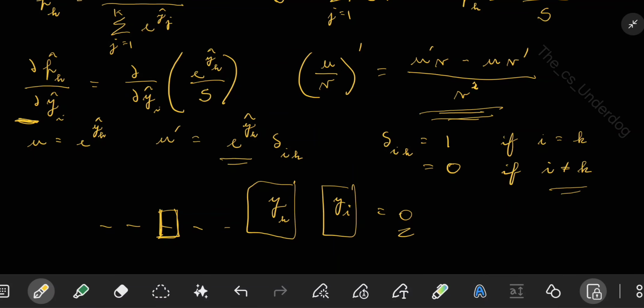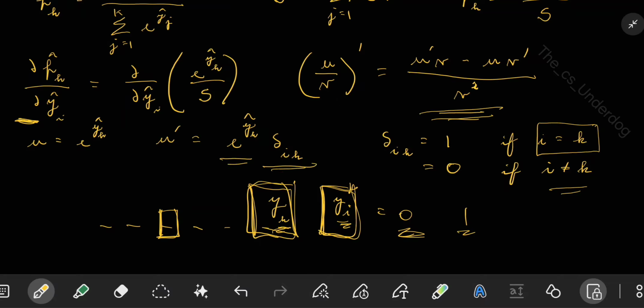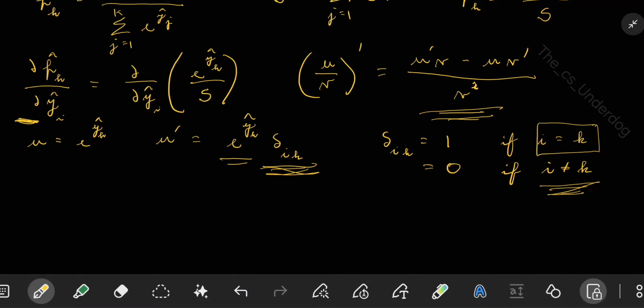Got the point? Whenever k and i do not match, then if you take the derivative of yk with respect to yi, it will be 0. But whenever k and i match, then the derivative of yk with respect to yi will be 1. Why will it be 1? Because k and i are the same. Yk equal to yi, then the derivative of yk with respect to yk will be 1. That is why whenever i is equal to k, the value of del ik will be 1. Whenever i is not equal to k, the value of del ik will be 0. Okay, so that is about u dash.